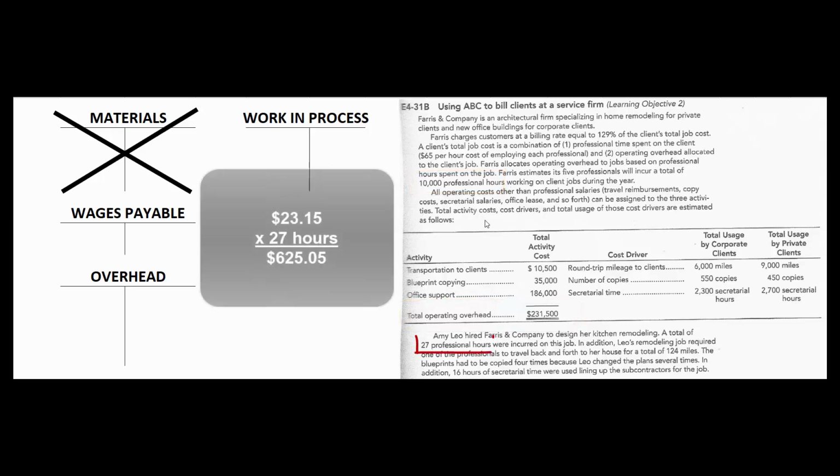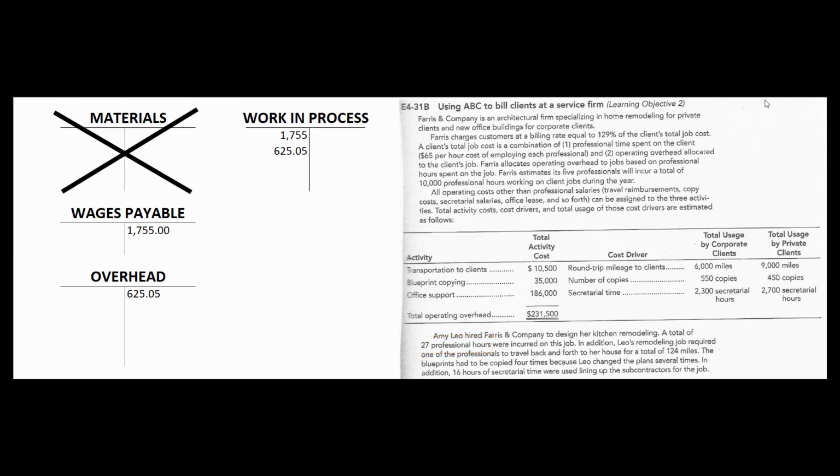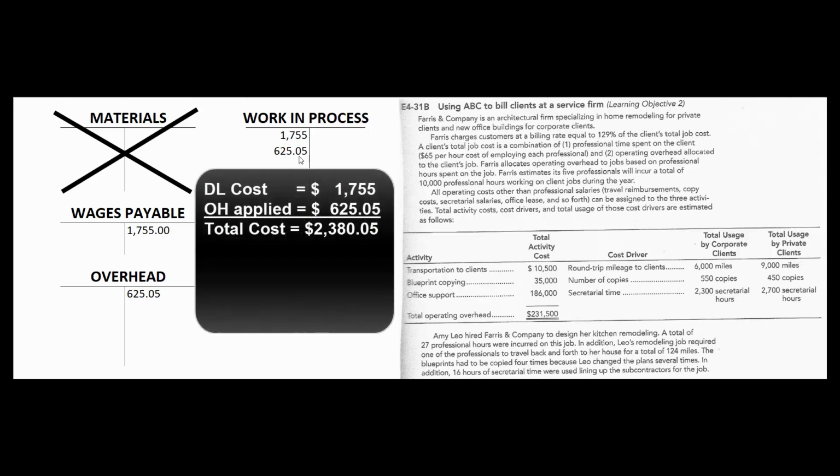It tells us that this particular job that we're looking at had 27 professional hours. 27 times $23.15 means that $625.05 of overhead gets applied to this job. Since the problem tells us that there were 27 professional hours spent on this job, and we applied $625.05 worth of overhead, our total cost of the job is $2,380.05. Multiply that times 1.29, in other words 129%, and what we bill our client is $3,070.26. That's just basic overhead application.